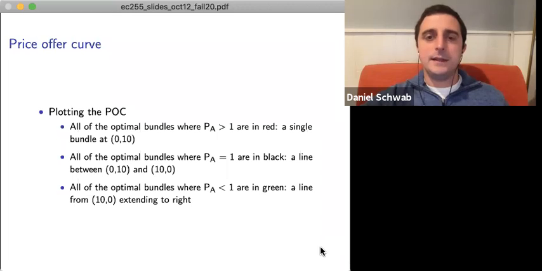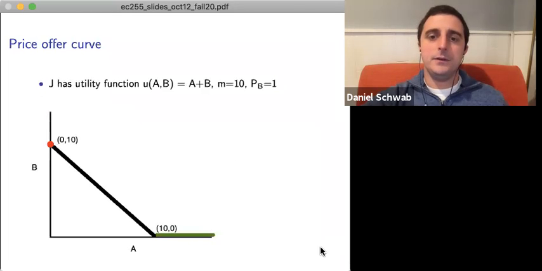So let's take a look at what we have here. Up here is just repeating the problem. And so we have our red dot, we have our black line, which includes everything. That includes that whole line that is associated with the price of apples being equal to $1. And then we have all of these values down here in green, and that's all of the different values where the price of apples is less than $1.